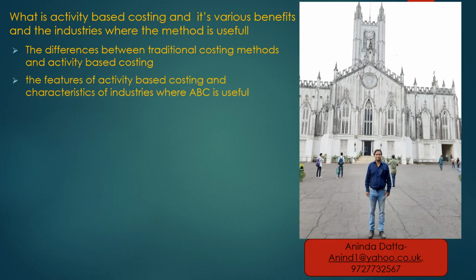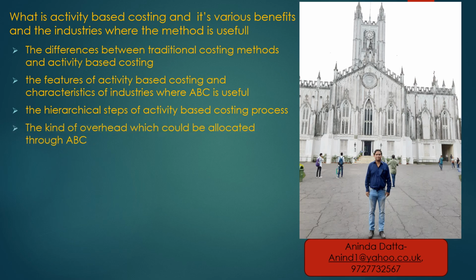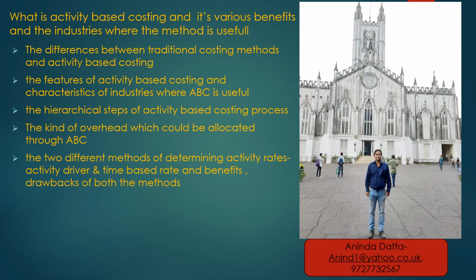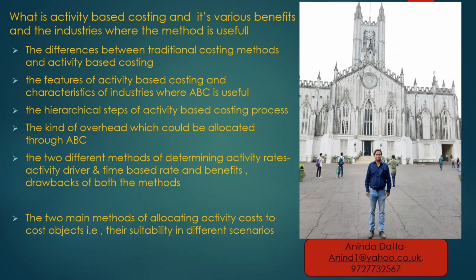The differences between traditional costing methods and activity-based costing. The features of activity-based costing and the characteristics of industries where ABC is useful. The hierarchical steps of the activity-based costing process. The kind of overhead which could be allocated through ABC. The two different methods of determining activity rates, that is the activity driver and time-based rate, and the benefits and drawbacks of both the methods. The two main methods of allocating activity cost to the cost objects and their suitability in different scenarios.